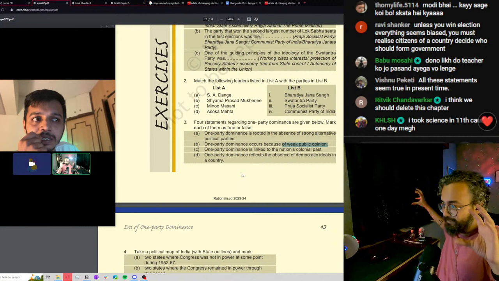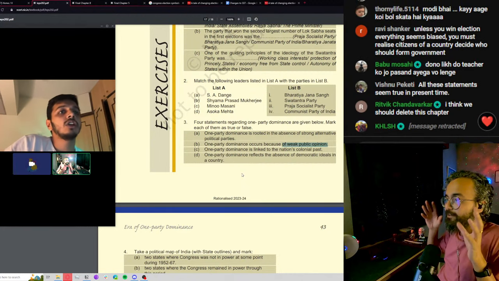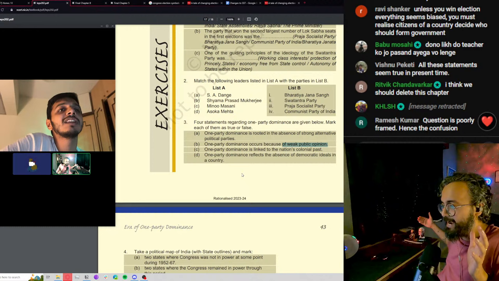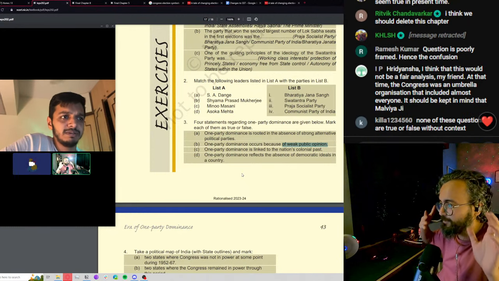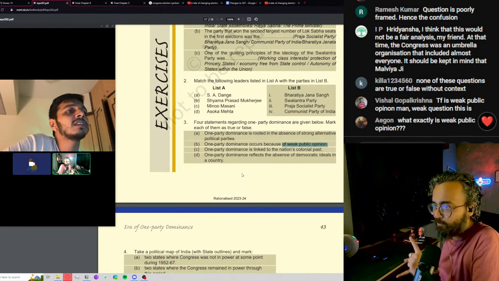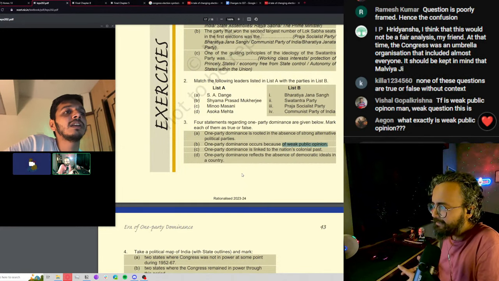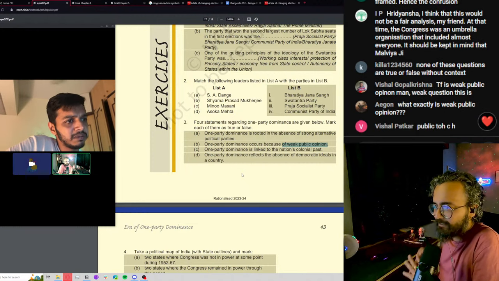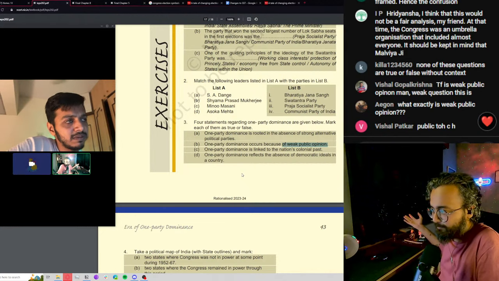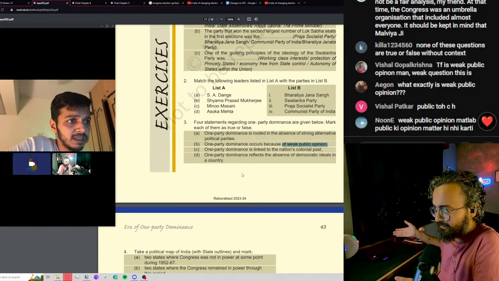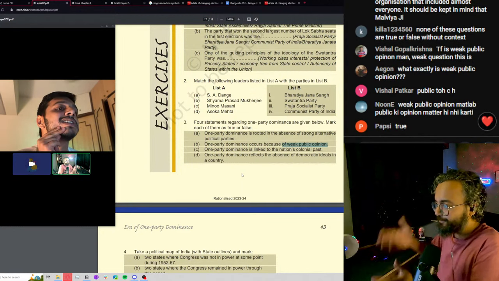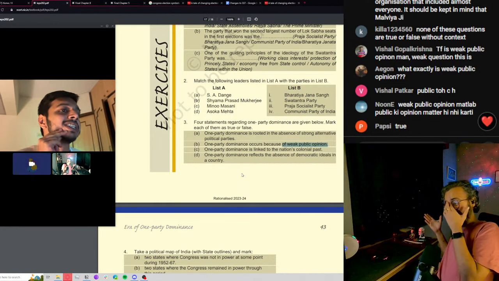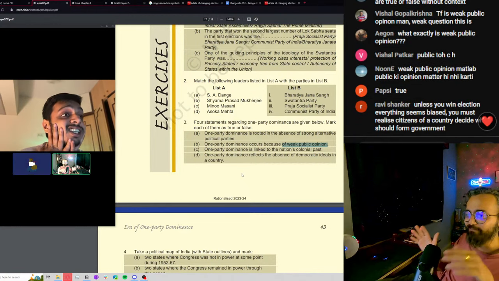It's not about whether weak public opinion is good or bad, or whether it is pro-democracy or anti-democracy. Because if there is a strong public opinion which is anti-democracy, then it would also be good for one party dominance, right? So if public opinion is strong in favor of an authoritarian regime, then one party dominance occurs. But if there is weak public opinion with regards to democracy, then also one party dominance occurs. It's hard, man. It's so difficult.